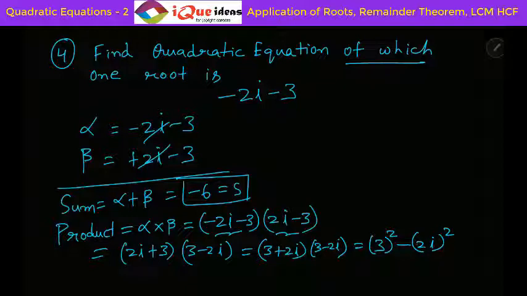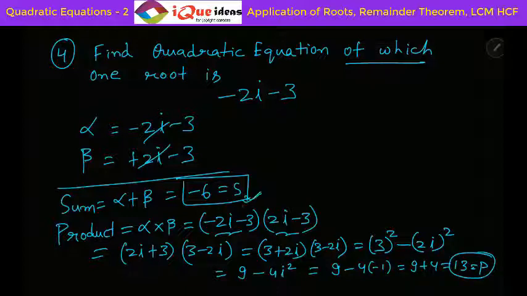Now 3 square is 9, right? Minus 2i square is 4i square. We know that i square is minus 1, so it is 9 minus 4 into minus 1. So it becomes 9 plus 4, which is 13. This is the product of roots. So we have sum of the roots as minus 6, product of roots as 13.